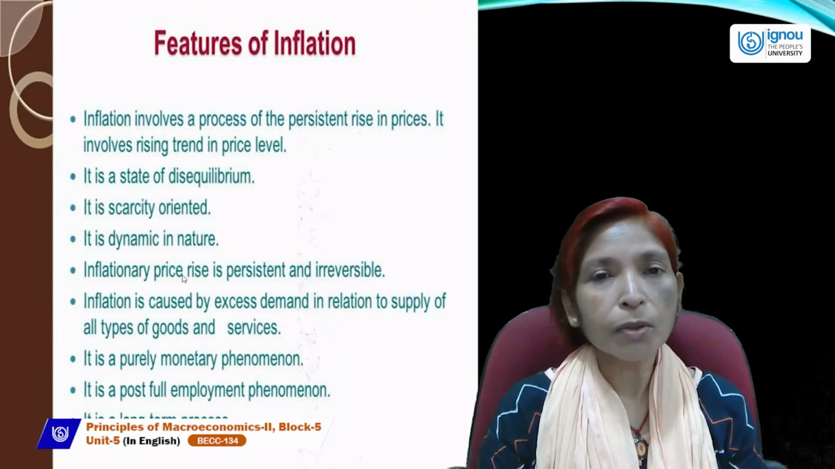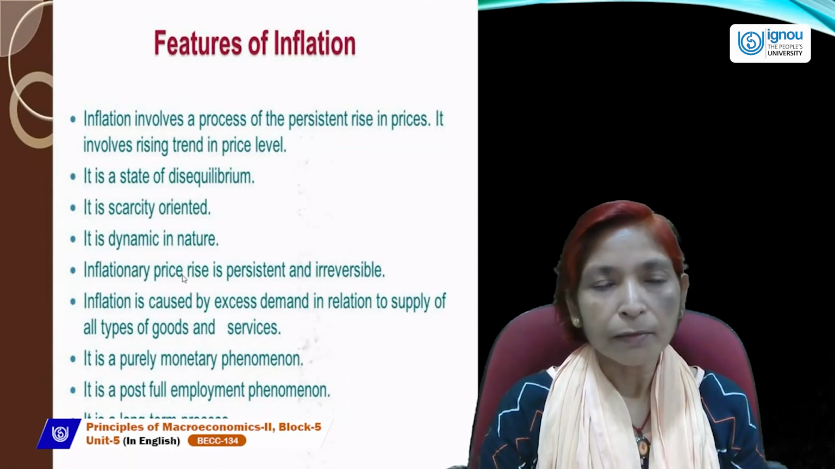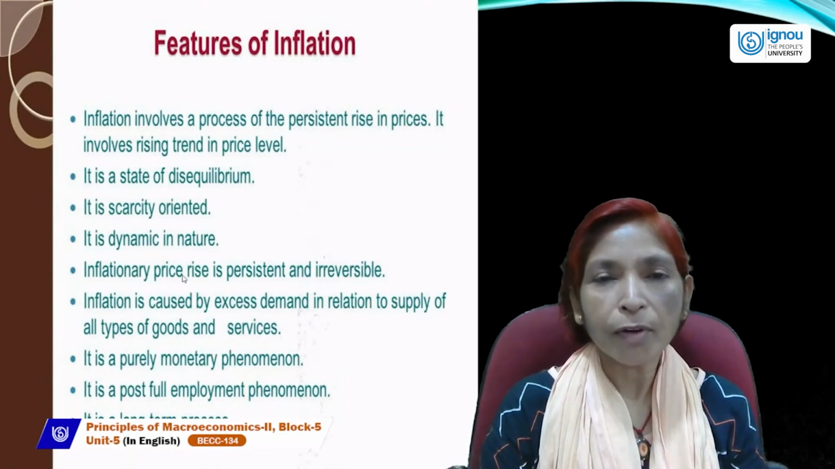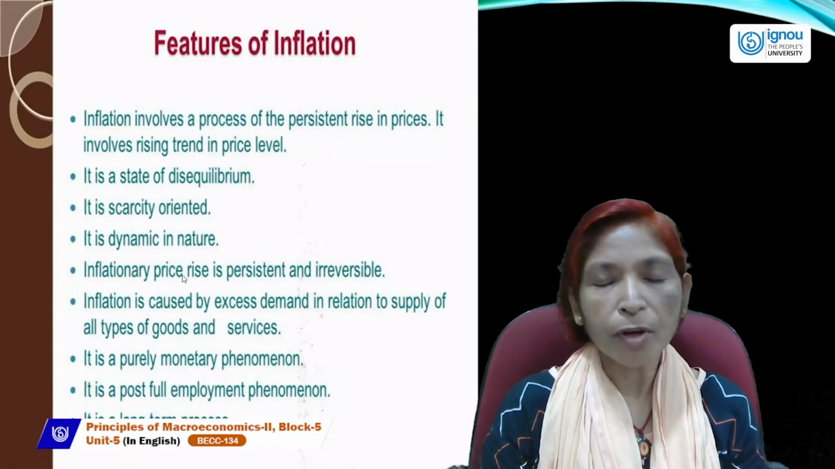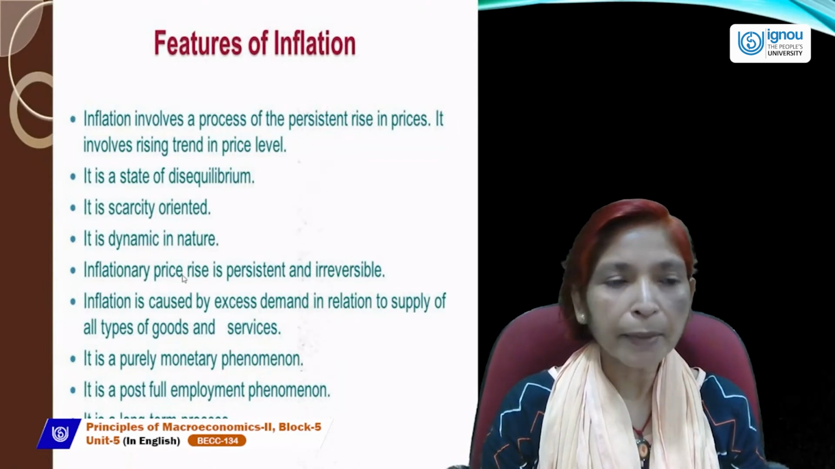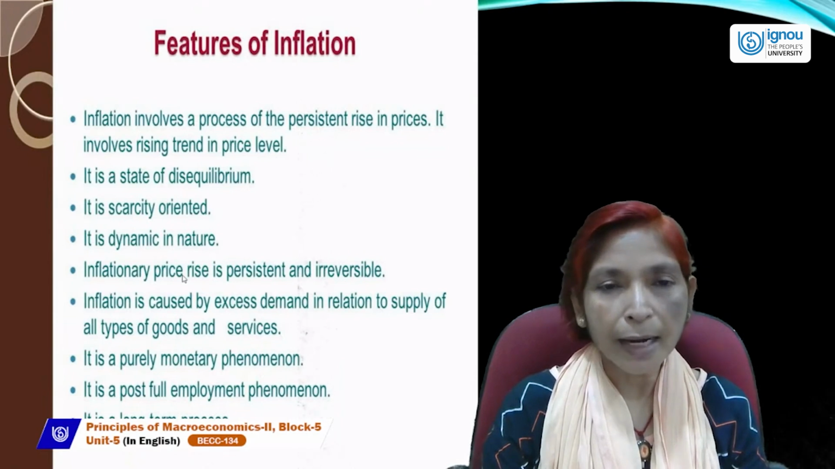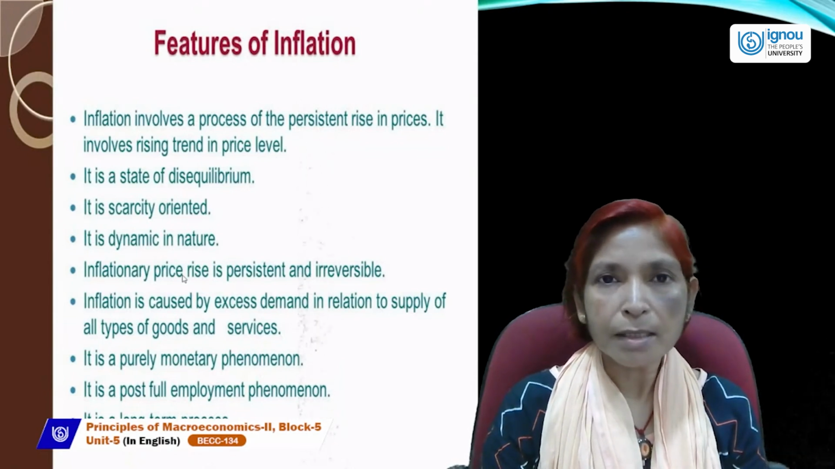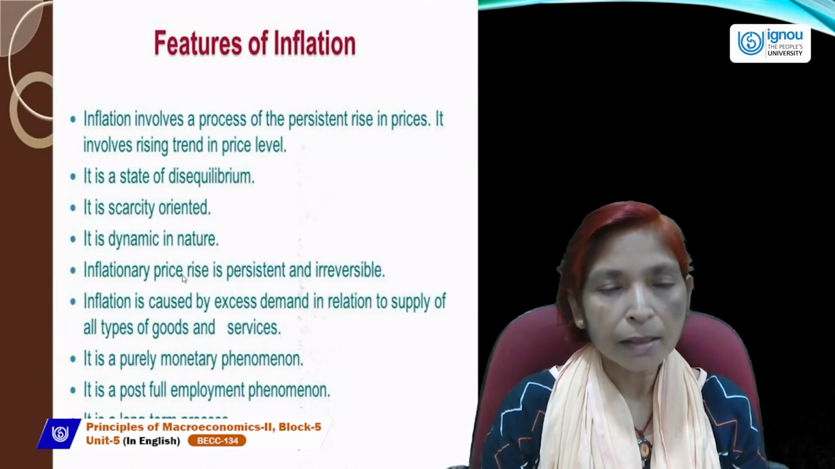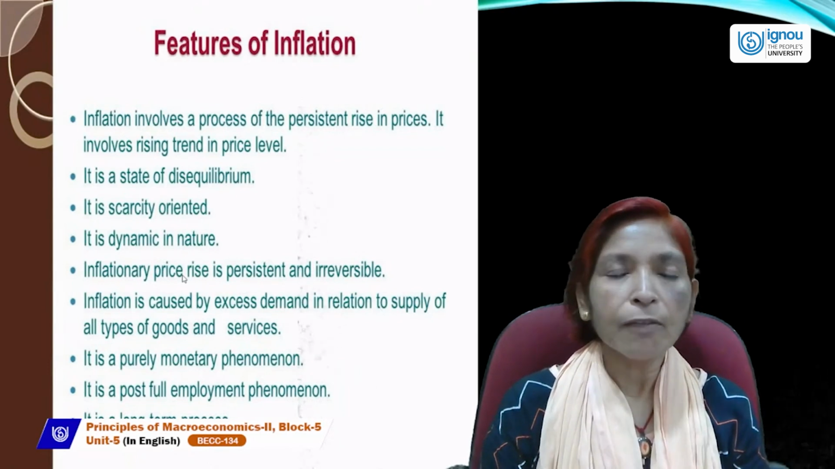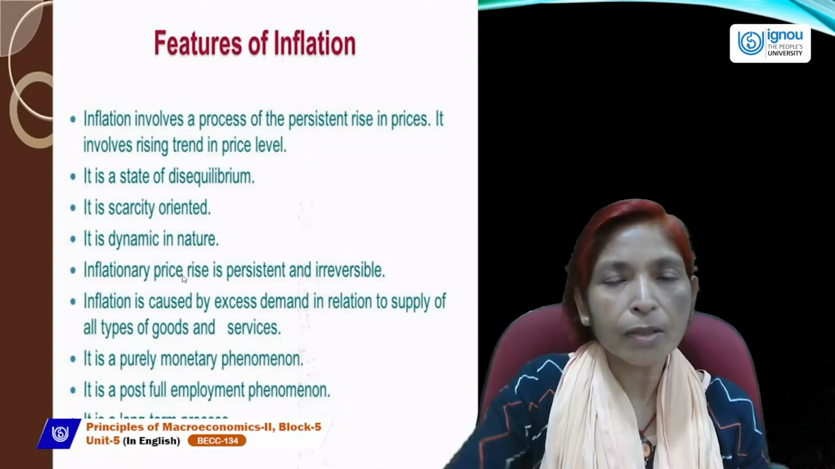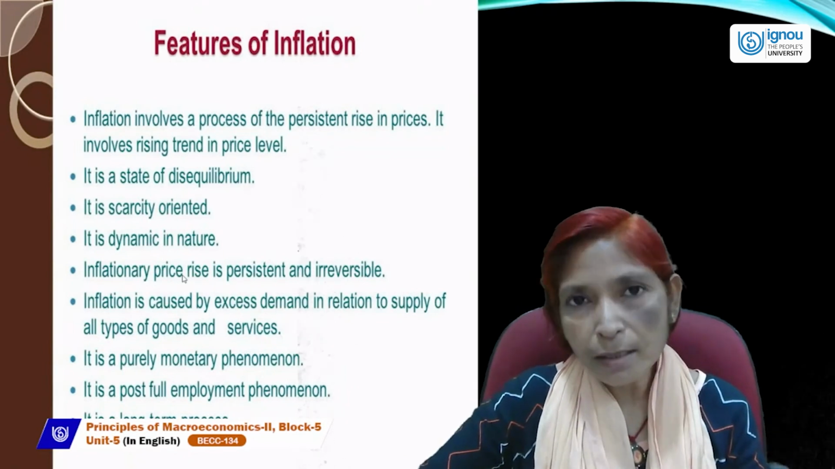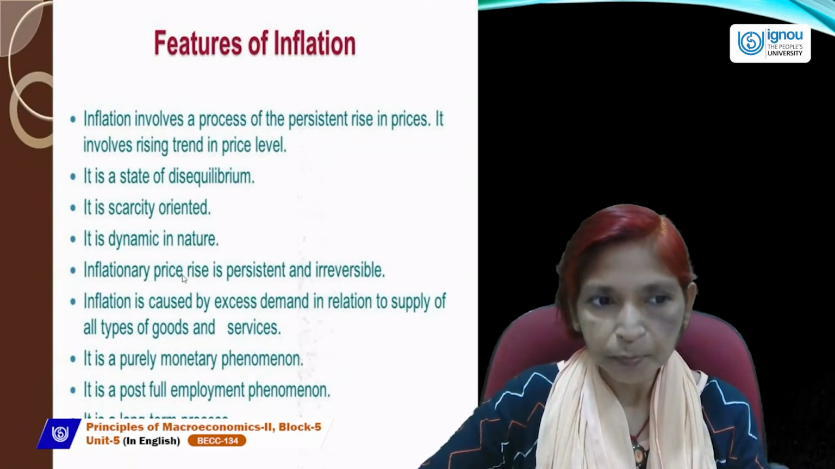Inflation occurs due to war period. When an economy is suffering from a war period, consumer goods production will become less and capital goods production will rise. In that case, demand increases but supply can't increase. In this case, inflation occurs. So inflation is the continuous and persistent rise in price level.